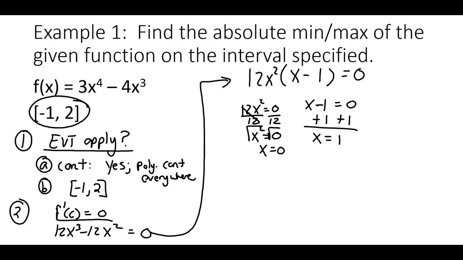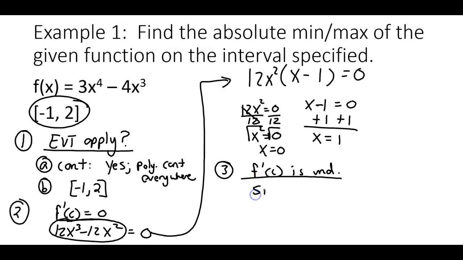All right, so let's move on to step 3. We can possibly find some more critical values if we find where the derivative is undefined. So here's my derivative. That's a polynomial. Is that ever undefined? No, because they're continuous everywhere.